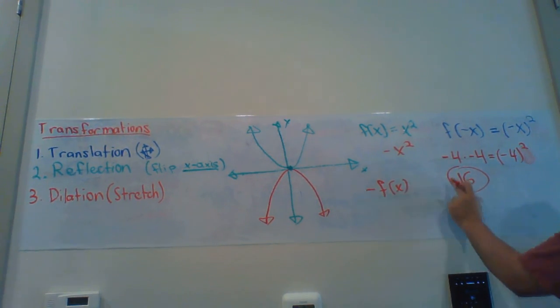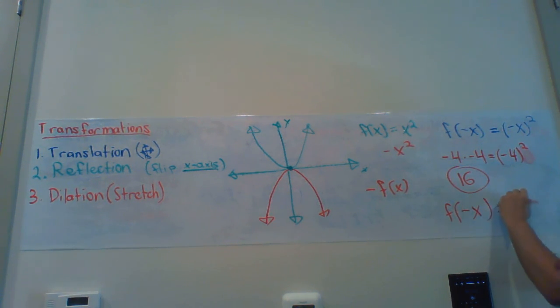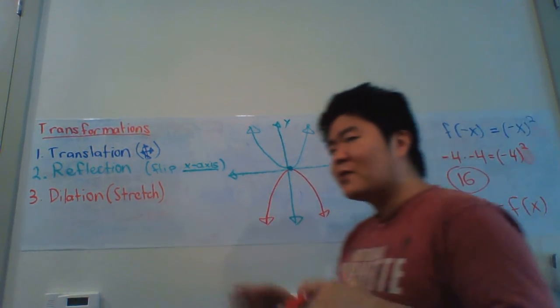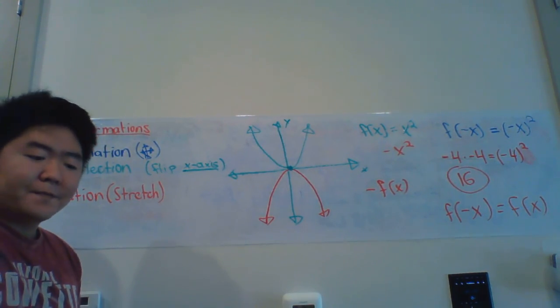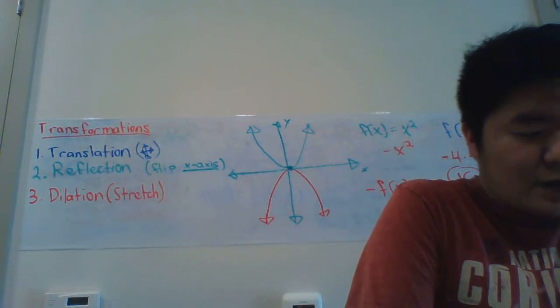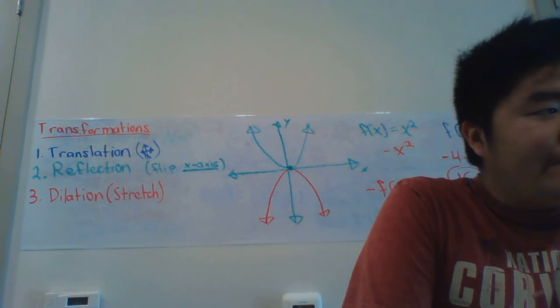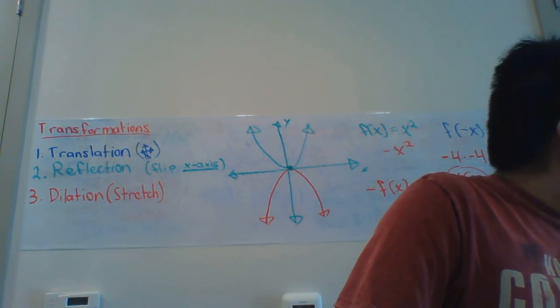So the problem with this function, especially the x squared function, is that f of negative x is the exact same as the original function. So if you have a negative on the inside of the function, for quadratic equations, it's going to turn out to be the same. And let me see if I can find one. I'm trying to find one right now.